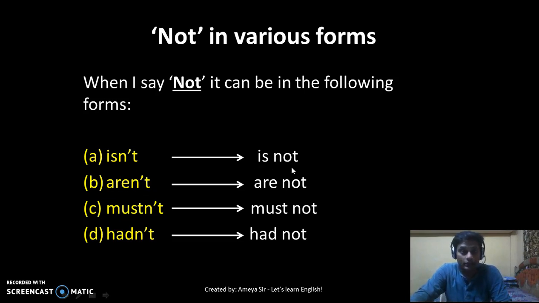Isn't is actually is not. Aren't is actually are not. Mustn't is must not, and hadn't is had not. So here you can see that they are the contractions, the contracted form, but it includes not, which makes it negative. Also, I would like you to take a good look at the spelling here. It's mustn't, M-U-S-T-N'-T, not M-U-S-N directly. Most students go wrong with that.